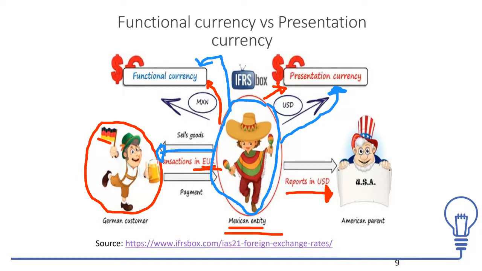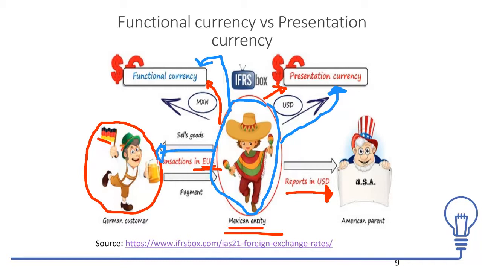Yes, that's correct. So the euro is the foreign currency. The euro is the foreign currency because it's not the currency in which they do the most amount of business. They do some business, but not the most amount of business. It's not the currency that is used in Mexico, right? And therefore it's the euro.